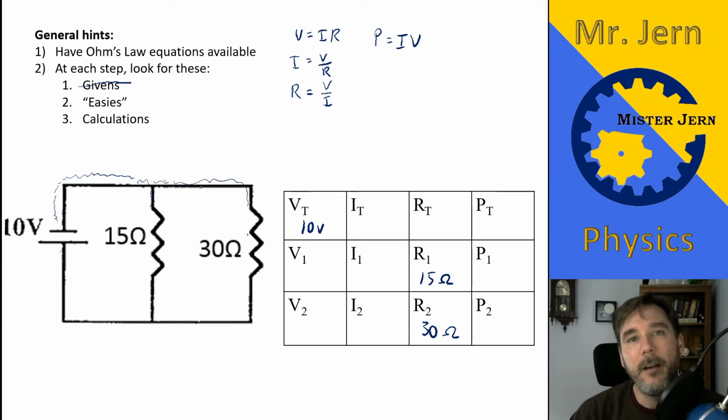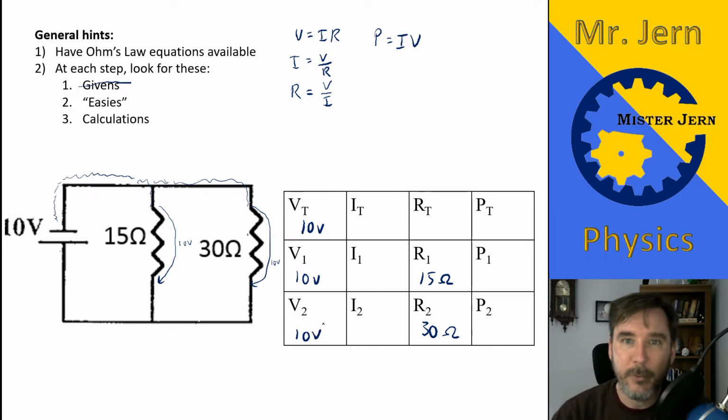So we are at the top of this diagram at 10 volts of electric potential energy. And at each resistor, it's going to drop. How much? 10 volts. At each branch, each resistor in this case, it's going to drop 10 volts. So we know that this is 10 volts and this is 10 volts. The easies in this case is that the voltage drop at each branch is going to be the same.